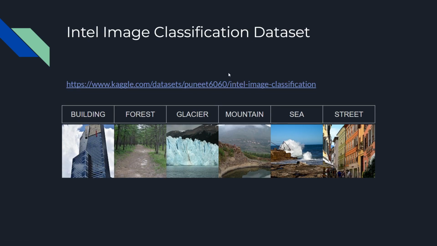So the dataset that we'll be using is the Intel image classification dataset. It can be found on Kaggle with this link over here. I'll post it in the description. And it's basically just classifying between images of buildings, forests, glaciers, mountains, sea, and a street. They're all located in their own folders, and you guys will see more of it when I am actually coding. So let's get into coding.